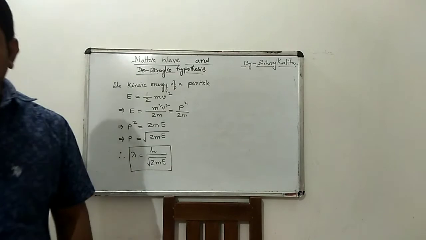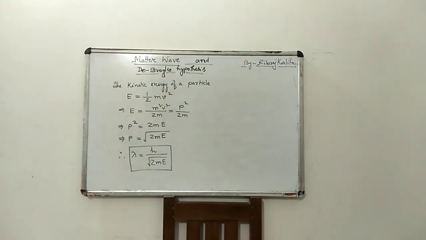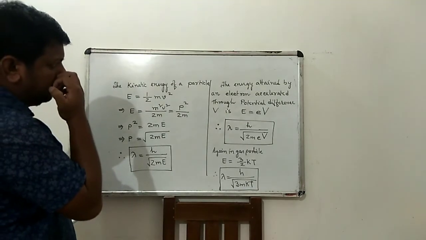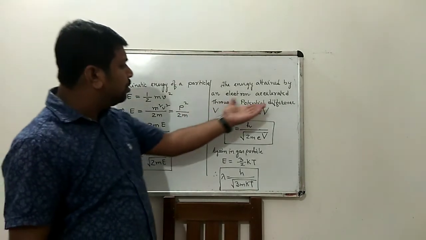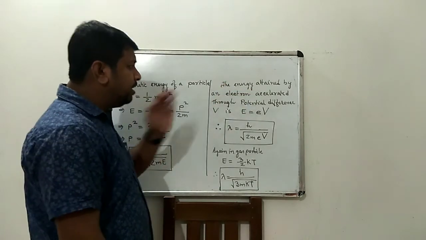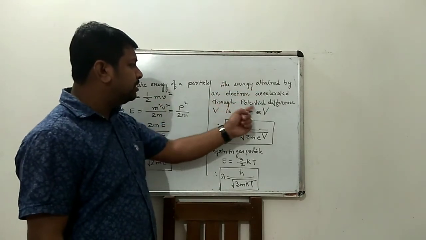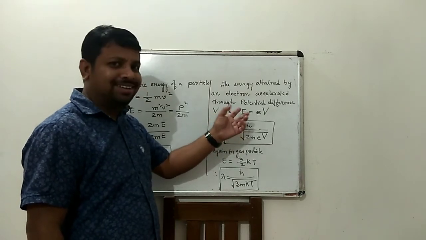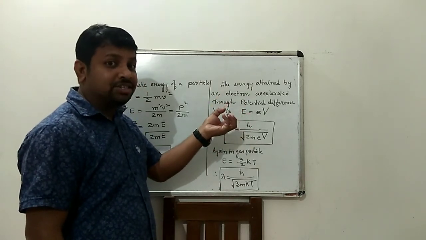Next we get, okay? So we know the energy attained by an electron when it accelerates through a potential difference. The energy gained by an electron when it accelerates through potential difference V is equal to, that means it gains energy, that means work has to be done.